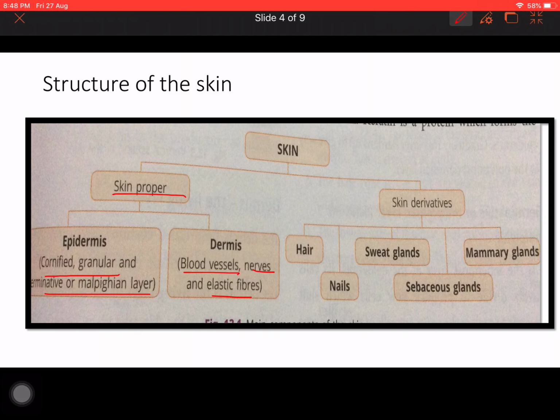Now there are skin derivatives. So skin derivatives, what are they? Skin derivatives are hairs, sweat glands, mammary glands, nails and sebaceous glands. So the glands which are derived from the skin are all derivatives of the skin.